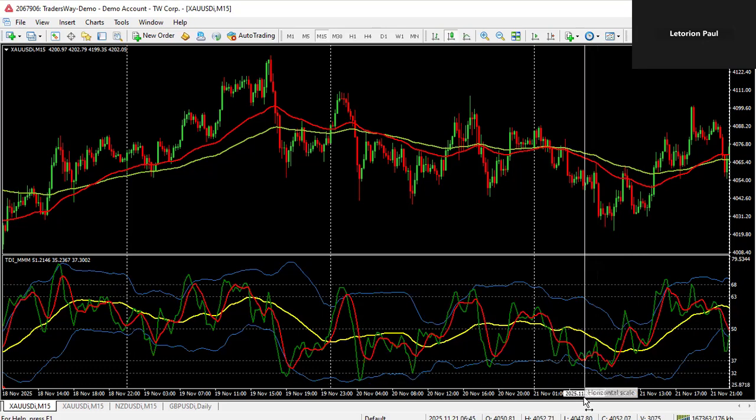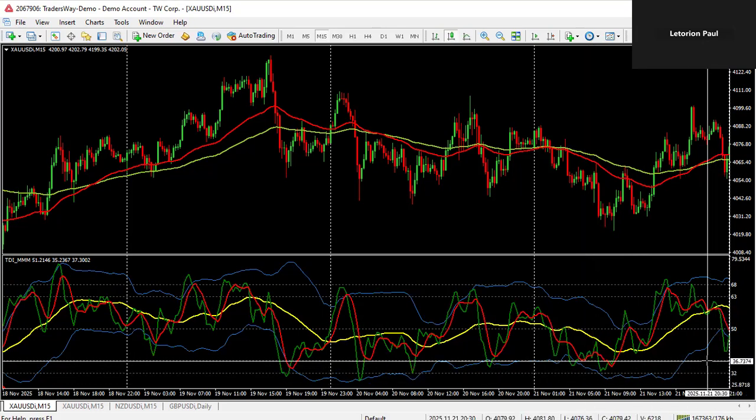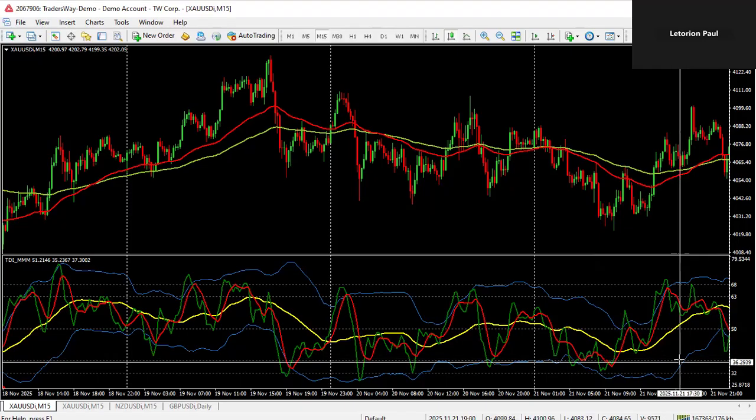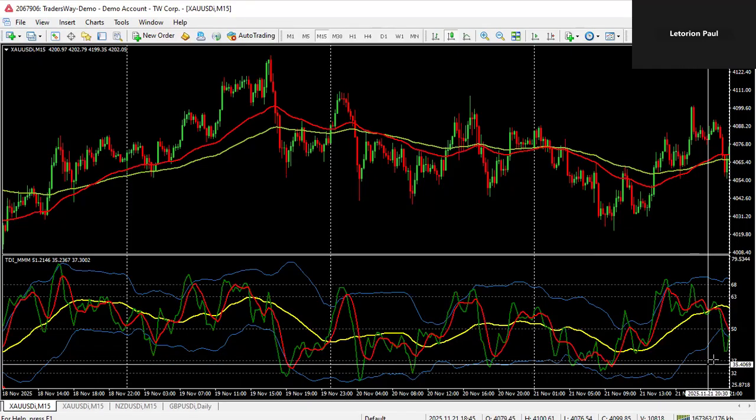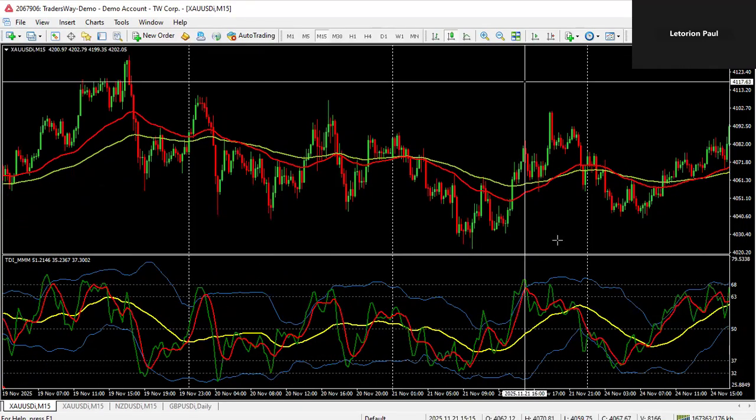And then vice versa, when they are above 37, you should be looking for buys. So when the Bollinger Bands come above 37, you should be looking for buys.